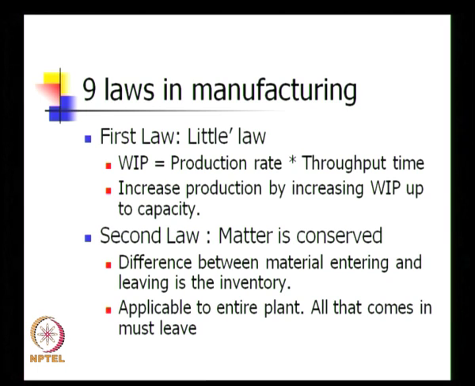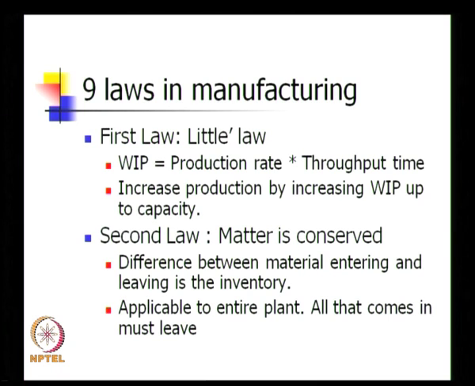The first law is called Little's law, which is well known. This law is well known in queuing theory. The famous queuing equation is L = λW, where L is the length of the system, lambda is the arrival rate, and W is the waiting time in the system. So, Little's law, when written in the context of manufacturing, is written as WIP = production rate × throughput time. Ls = λWs.